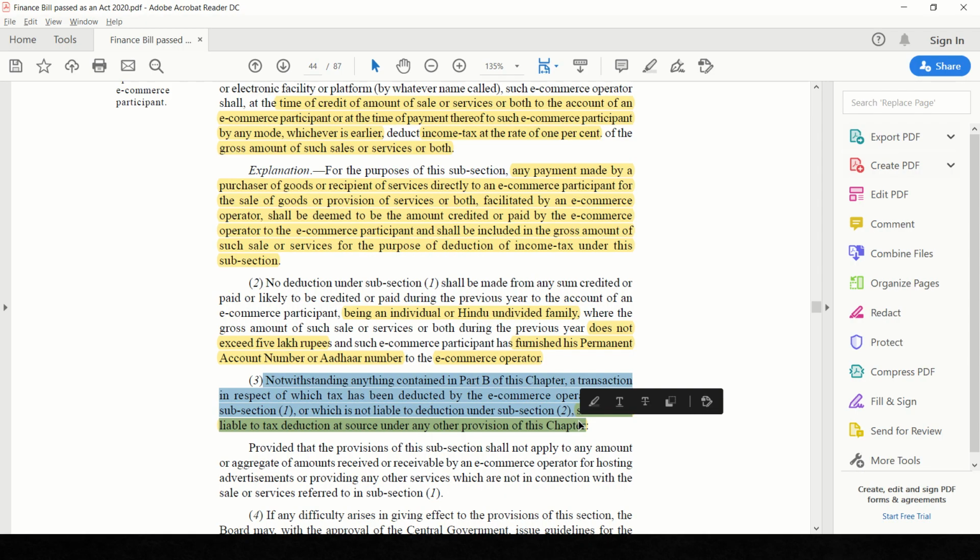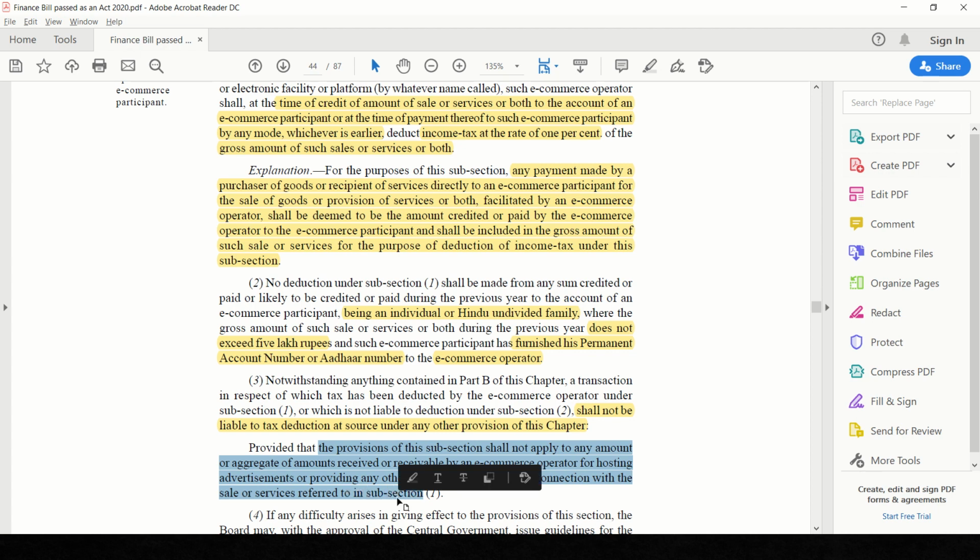And the last question is, what about posting advertisements or providing any other services which are not connected with this section? Here they have said that the provision of this subsection shall not apply to any amount or aggregate of amounts received or receivable by an e-commerce operator for hosting advertisements or providing any other services which are not in connection with the sale or services referred to in subsection 1, as this will be covered under equalization levy.